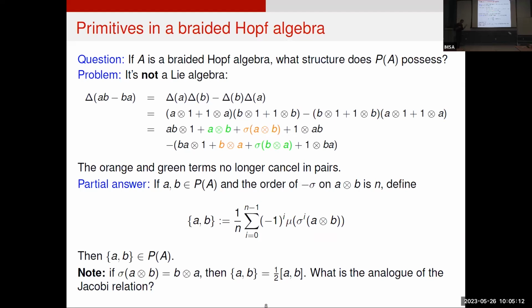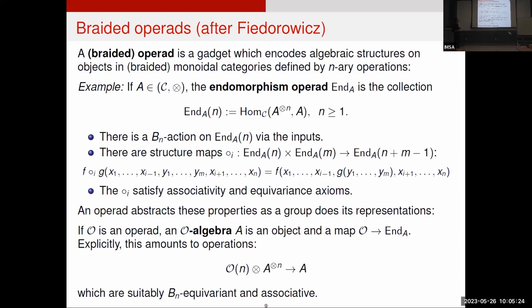And then we remember that we're algebraic topologists, and we're good at describing the structure of algebraic objects in a category. The right thing to do is talk about operads. So let me do that. Let me talk about braided operads, following a definition of Hurwitz. A braided operad is some sort of gadget which encodes algebraic structures, in braided monoidal categories, which are defined by n-to-1 operations.